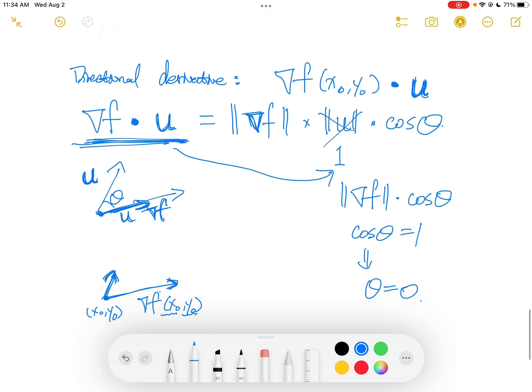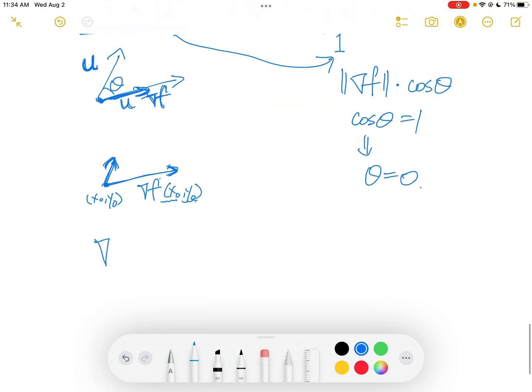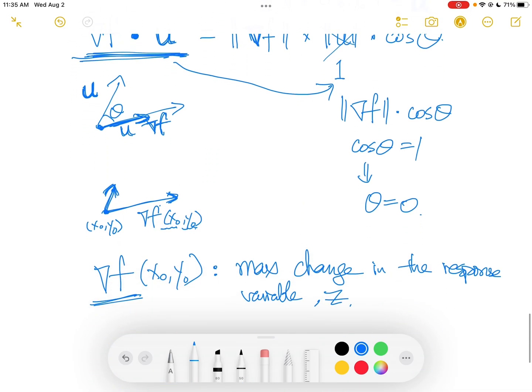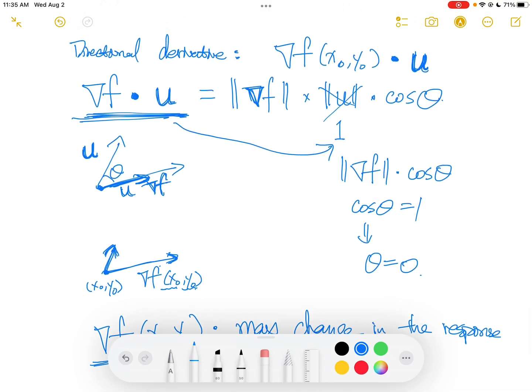So that is the theorem. The main identity you need to remember is that the direction of the gradient is the direction of maximum change in the response variable, or the z variable. And next I'm going to talk about this identity and the proof: the dot product equals the magnitude of the first vector times the magnitude of the second vector times cos theta. Okay, I'll talk about this next.